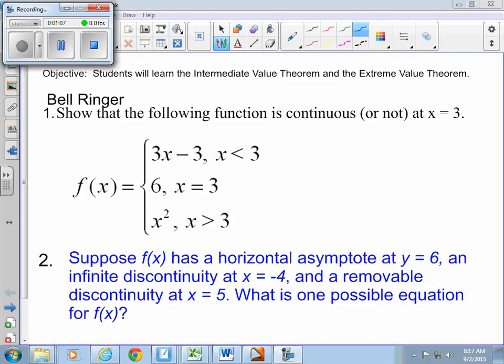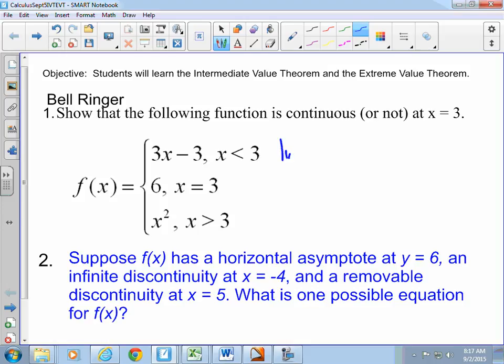Okay, good. The limit doesn't exist, right? That's the easiest one, and I'm going to show that. The limit as x approaches 3 from the left. And again, remember when it says show or justify, I'm going to overdo it a little bit. Again, that doesn't mean write me a paragraph. Just show any work that you have to show.